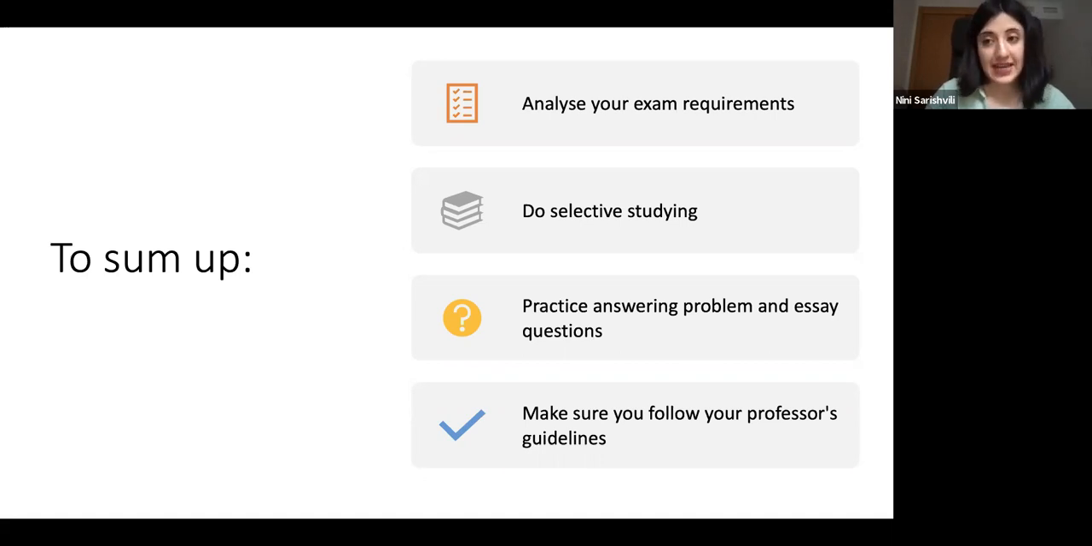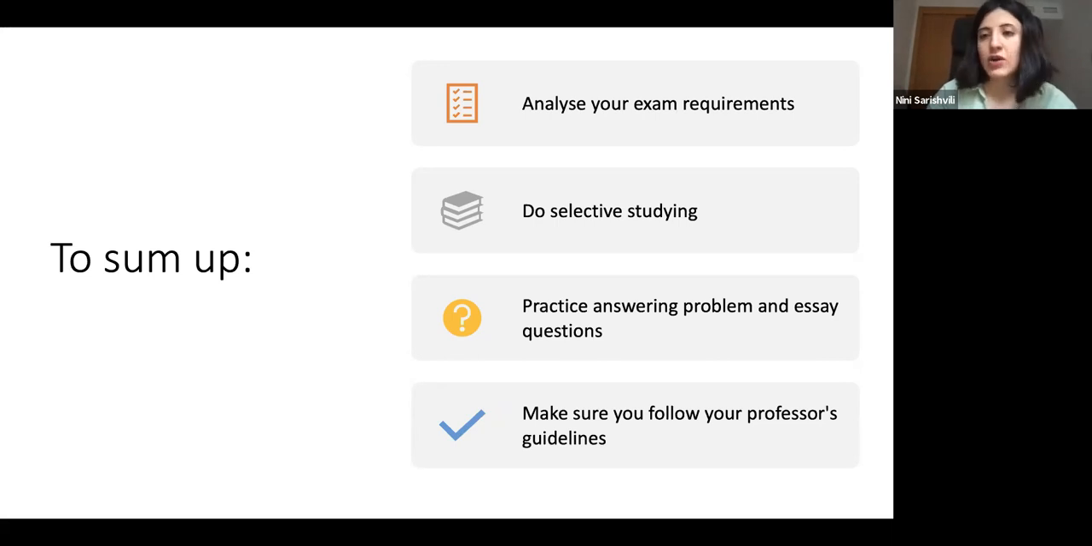Secondly, you need to do selective studying. Make sure you select the topics you will most likely be required to know for your assessment specifically, and study those topics and then practice on those topics by answering problem and essay questions on the selected topics.